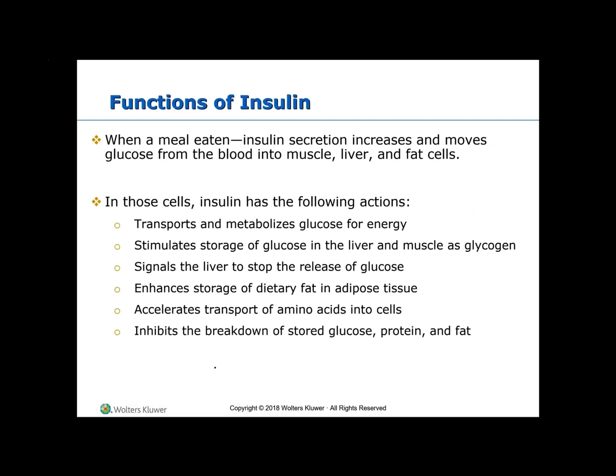So basically how insulin works, just in case you've forgotten: when a meal is eaten, insulin secretion increases and moves glucose from the blood into the muscle, liver, and fat cells. Once in those cells, insulin has the following actions: transports metabolites, glucose for energy, stimulates storage of glucose in the liver and muscles as glycogen, signals the liver to stop the release of glucose, enhances storage of dietary fat in adipose tissue, accelerates transport of amino acids into cells, and inhibits the breakdown of stored glucose, protein, and fat.